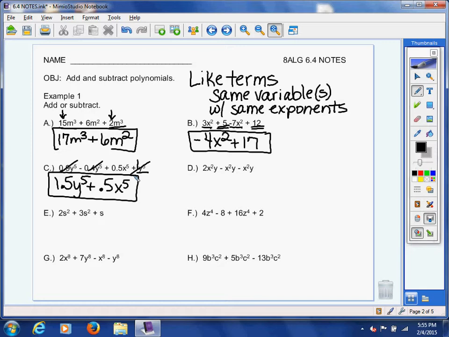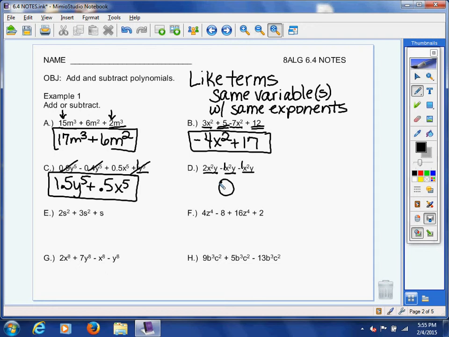Let's look at letter D. I've got x squared y, x squared y, x squared y. Okay, so they're all three the same thing. So that means they are all like terms, same variable and the same exponents on those variables. So I've got 2 minus 1, well that's 1, and 1 minus 1 is 0. Well, 0 times anything is 0. So I don't have anything left. It all canceled out. Okay? Are you with me so far? I hope you are.